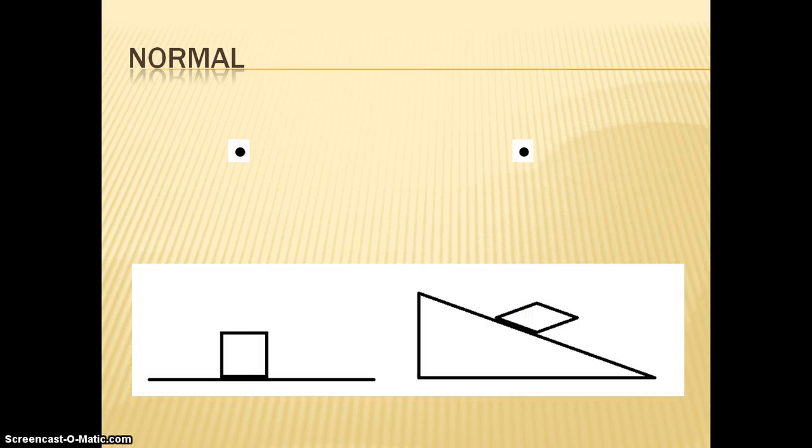So for example, here on the left we have a box on the ground. Normal force for the box on the ground is perpendicular to the surface. It's up. Now if we look at the next one, if we impose the surface onto this dotted line in red, the normal force is going to be 90 degrees to that. Normal force is always perpendicular, 90 degrees, to the surface.